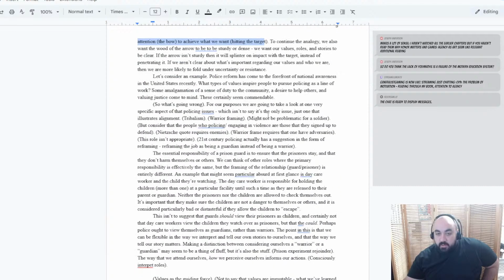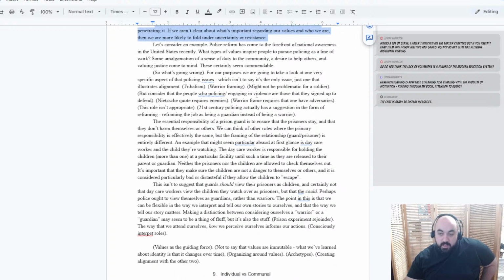To continue the analogy, we also want the wood of the arrow to be sturdy or dense. We want our values, roles, and stories to be clear. If the arrow isn't sturdy, then it will splinter on impact with a target instead of penetrating it. If we aren't clear about what's important regarding our values and who we are, then we're more likely to be fooled under uncertainty or resistance.